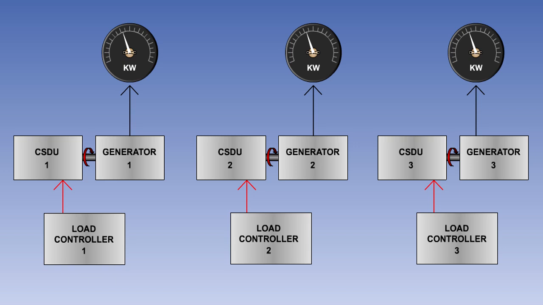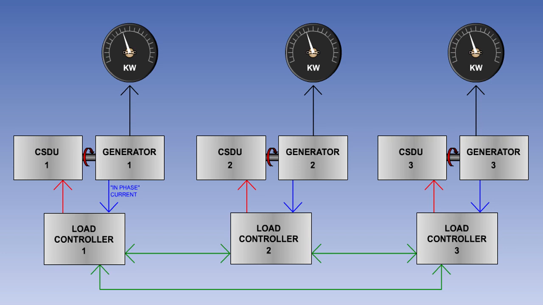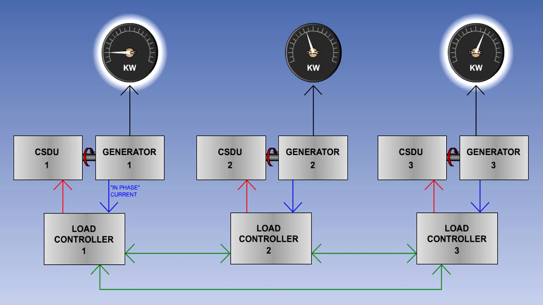Each generator has a load controller, which controls the CSDU to maintain the basic frequency of the generator in a range of 380 to 420 Hz. When generators are connected in parallel, each load controller senses the in-phase current being supplied by its generator. The in-phase current is proportional to the real load being supplied by the generator. The load controllers are interconnected, and if there is a difference between the generator real loads, the controller of the generator taking the lower load will signal its CSDU to increase the torque input to its generator, and the load controller of the generator with the higher load will decrease the torque input to its generator, thus ensuring that each generator takes an equal share of the real load.